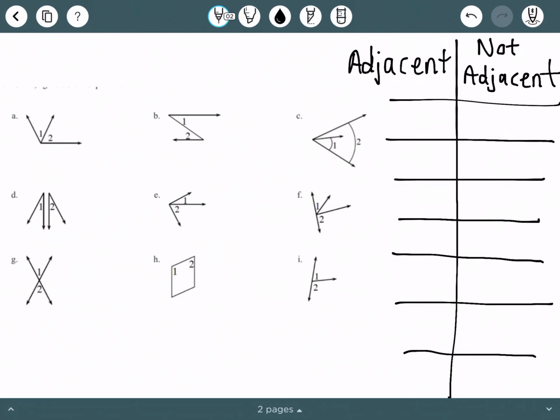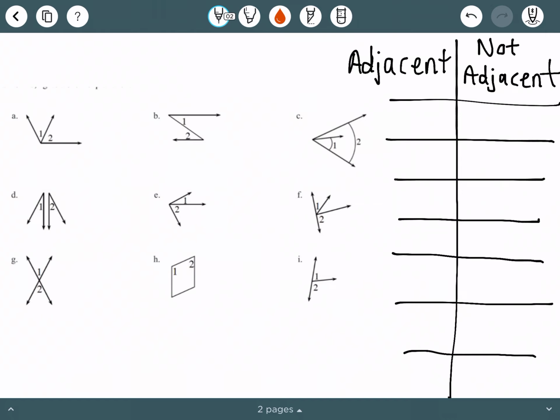Hello everyone, we are going to have a look at this problem that was from slide 13 of the Desmos activity. So this was the one where we had to sort the angles into being either adjacent angles or not adjacent angles. So remember, adjacent angles are angles that share a common vertex and a common side, but they do not overlap. All right, with that being said, let's go ahead and have a look at A.